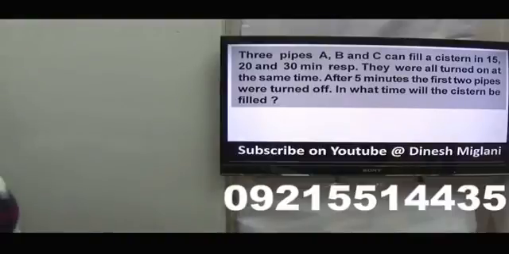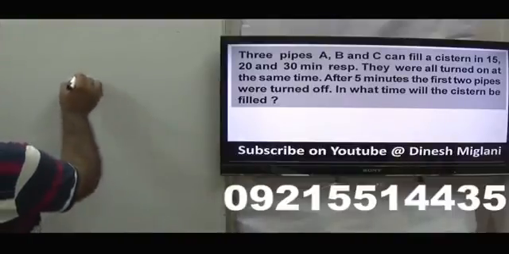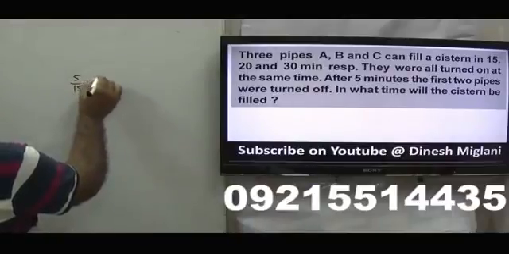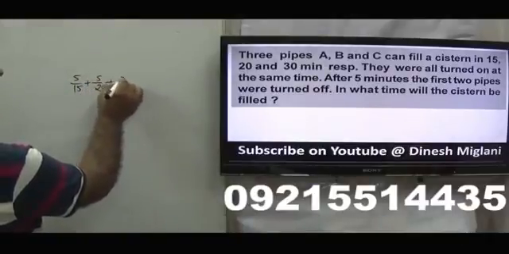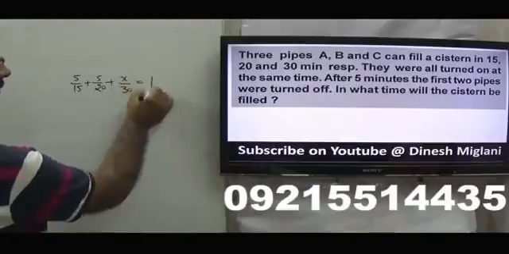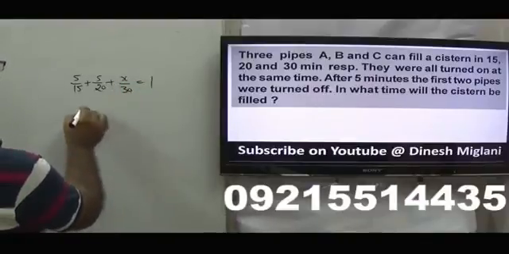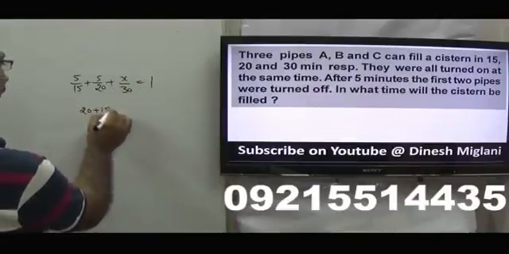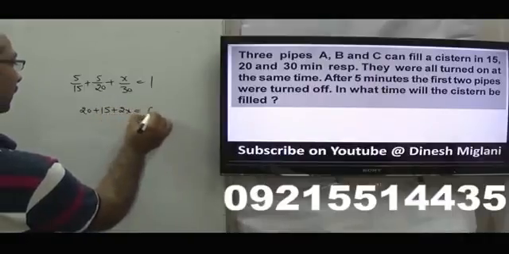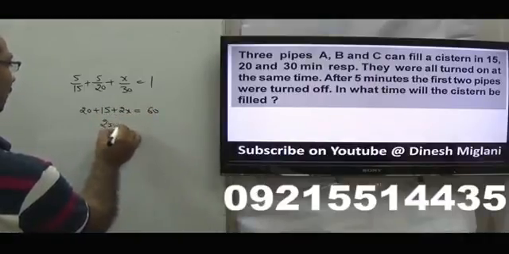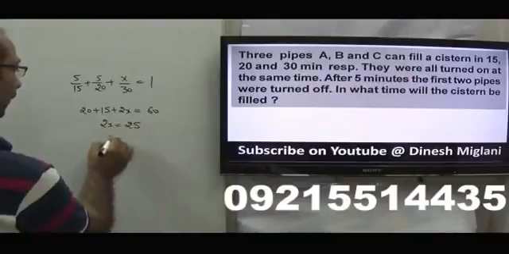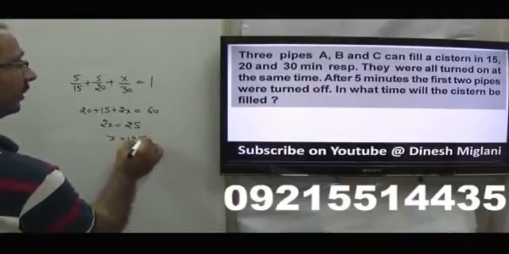Right. So let us say it was filled in X minutes. So we can say 5 upon 15 plus 5 by 20 plus X by 30, and the total cistern filled, that is 1. LCM is 60. 20 plus 15 plus 2x equal to 60. You can say 2x equal to 60 minus 35, 25, or x equal to 12.5 minutes.